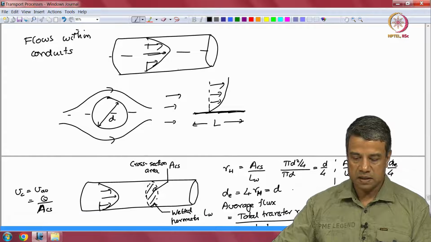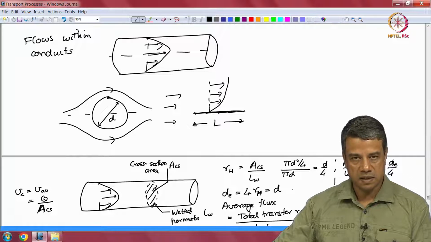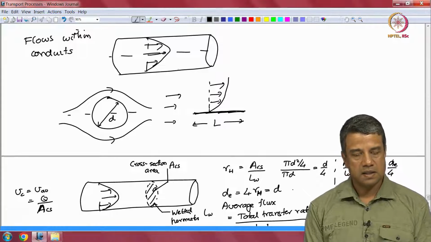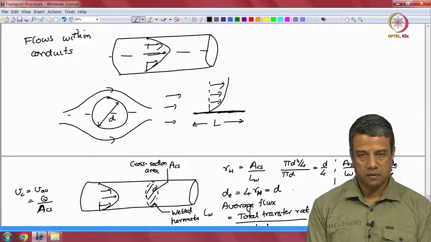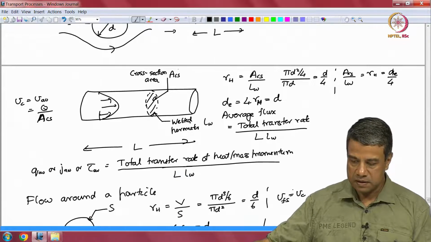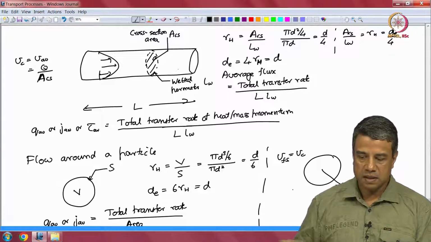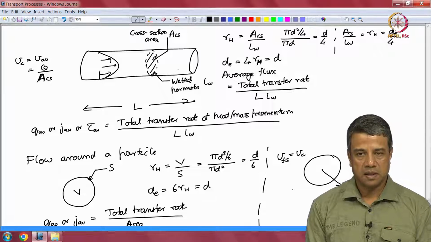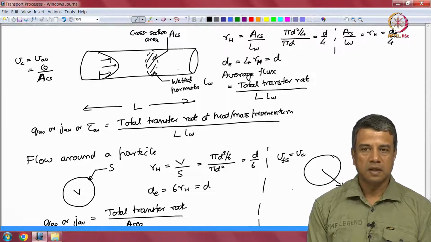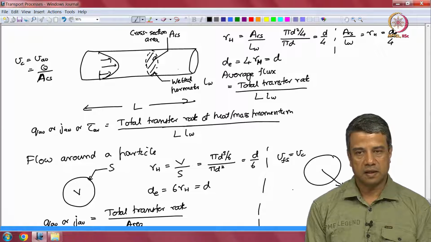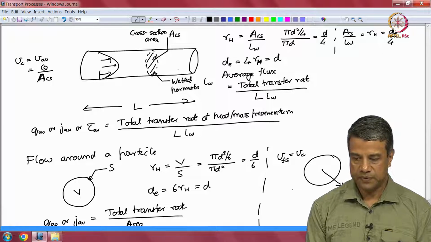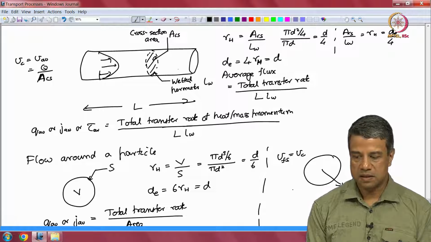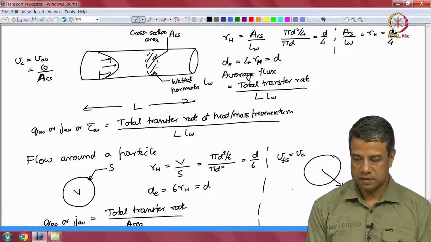What are the characteristic length and velocity scales? The length scale for flow through a conduit is the hydraulic radius. Hydraulic radius is area of cross section divided by the wetted perimeter. Cross sectional area perpendicular to the flow divided by the perimeter of that cross section. And the equivalent diameter, which is the length scale, is equal to 4 times the hydraulic radius.